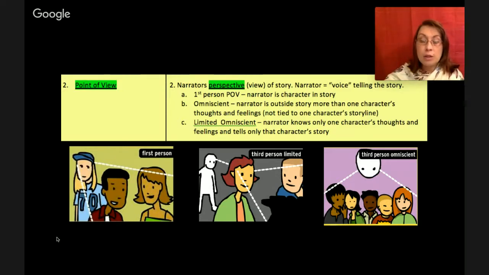The last one is third person omniscient. Now this is where the narrator, that floating head at the top there, knows what multiple characters are thinking and feeling and what they're doing.